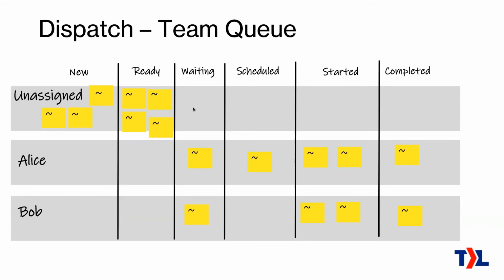So if Alice was ready for new work, she would come up, pick the top thing, pull it over to her started column, and assign it to herself there. And then this would be the next priority ticket there.